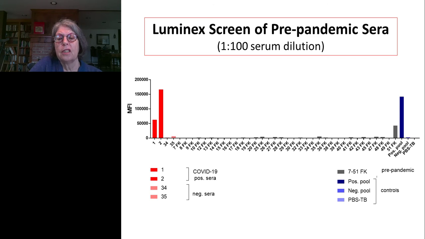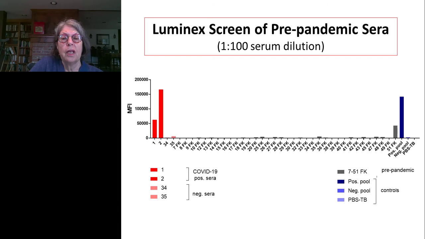Over on the right-hand side are specimens that come from the positive pool that I showed you before, this very high blue bar, the negative pool, and the PBS. And the pre-pandemic specimens, you can see, range all the way in the middle here. They are just barely detectable with the exception of this last specimen, which was actually negative in the RBD screen, but did come up slightly positive in the spike.